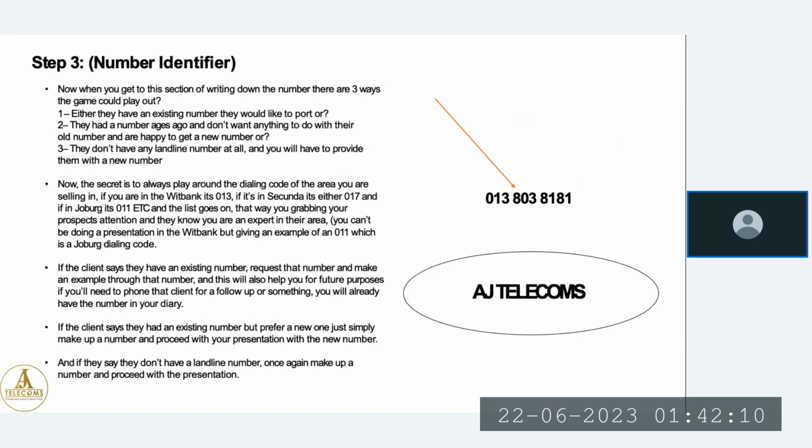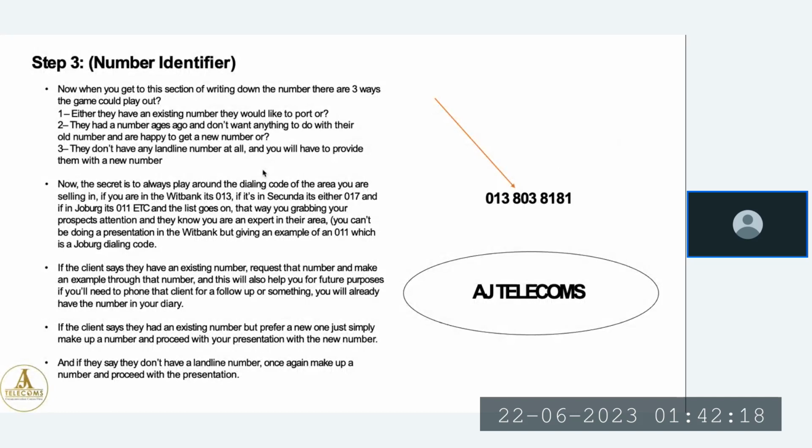And if the client says they have an existing number, request that number and make an example through that number. And this will also help you for future purposes if you'll need to phone that client for follow-up or something. And you'll also have the same number in your diary. Now, if the client says they had an existing number but prefer a new one, just simply make up a number and proceed with your presentation. And if they say they don't have a landline number, once again, make up a number and proceed with the presentation. So now you'll notice here, guys, there's the name, you wrote the name of the business, you've circled the name of the business, and you've written the number identifier on there.